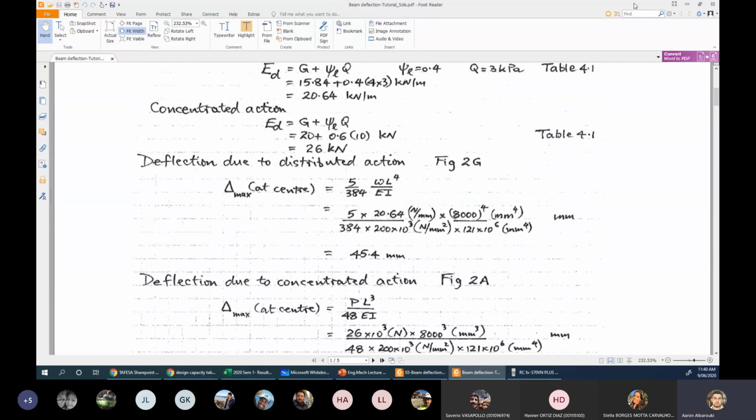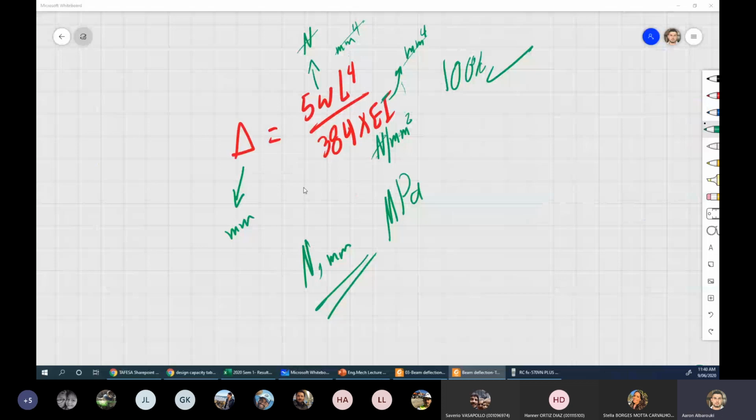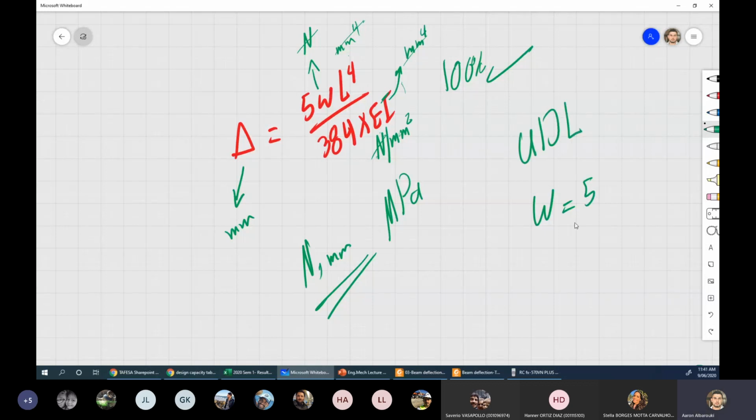Now, hold on a second, guys. I made a mistake here. Newton, yes, W here, guys, I forgot. W, we never describe it as just 5. When we say W, that's a uniform UDL, correct? So a UDL, never describe it in Newton. Have you ever seen a UDL in Newton? Newton per millimeter, for example, or kilonewton per meter, which is exactly the same. So this is Newton per millimeter here. I forgot that. Okay? Make sense?